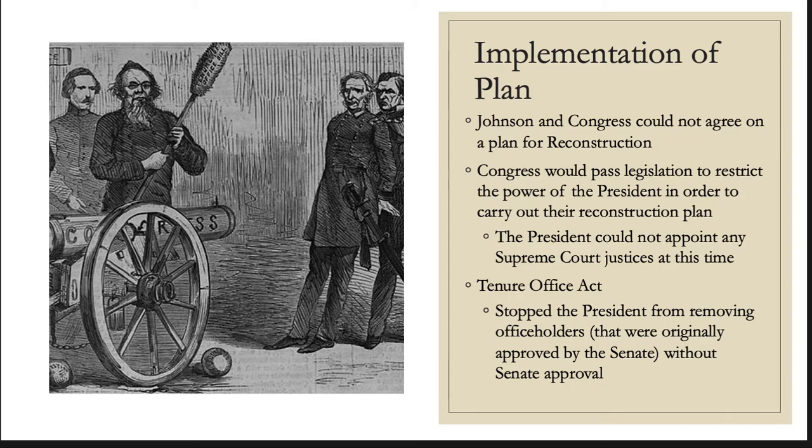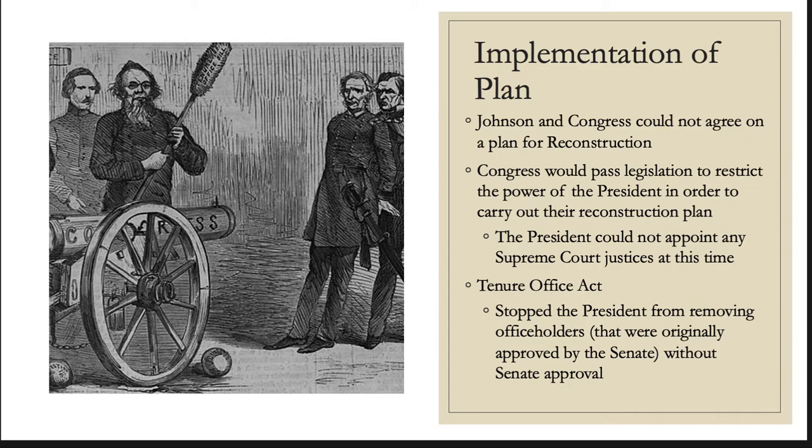So, in the implementation, the carrying out of these plans, Johnson and Congress are going to just smash heads against each other. Johnson and Congress could not agree on what Reconstruction should look like. Johnson is going to want to go easier on the South. He's going to see the bigger picture that if we punish the South, it's not going to be good for the United States moving forward, that the South is going to harbor more resentment for the North. Hint, hint, wink, wink, he's right. But Congress is going to push to really punish the South for their actions and for the Civil War.